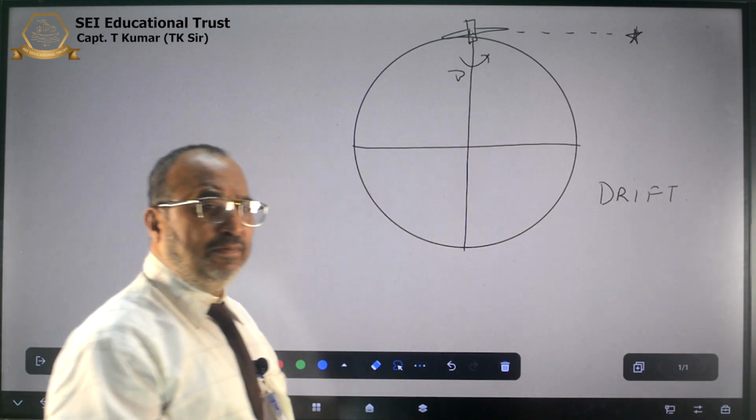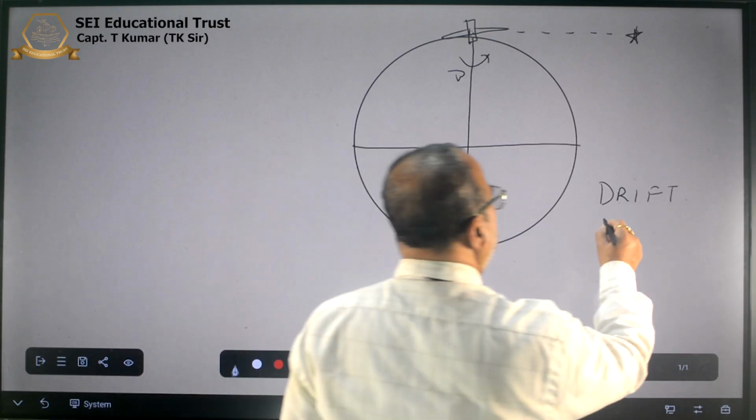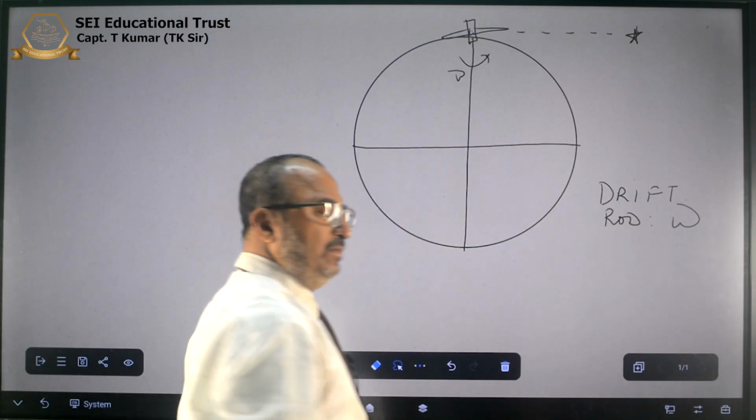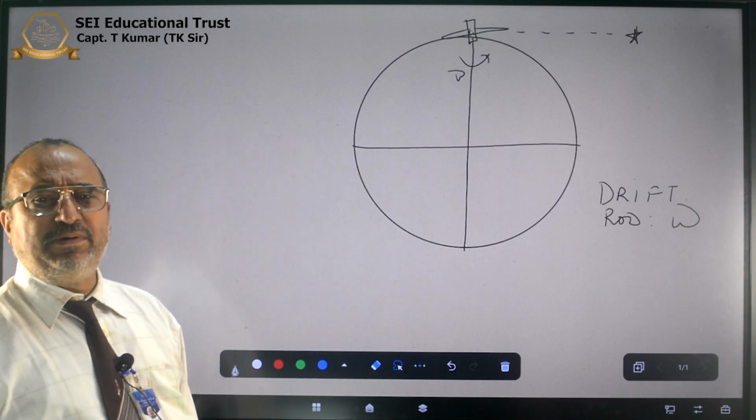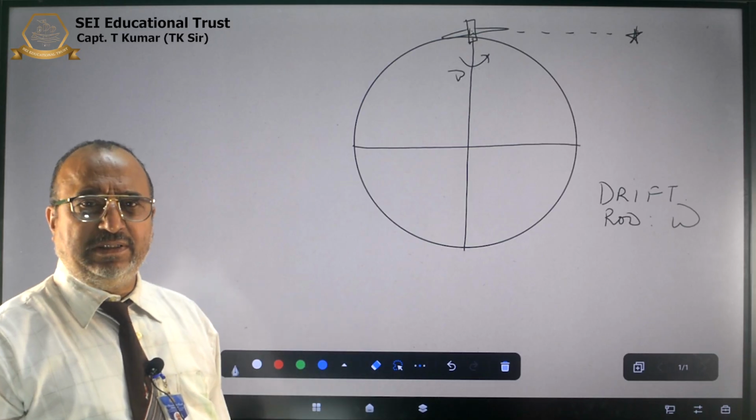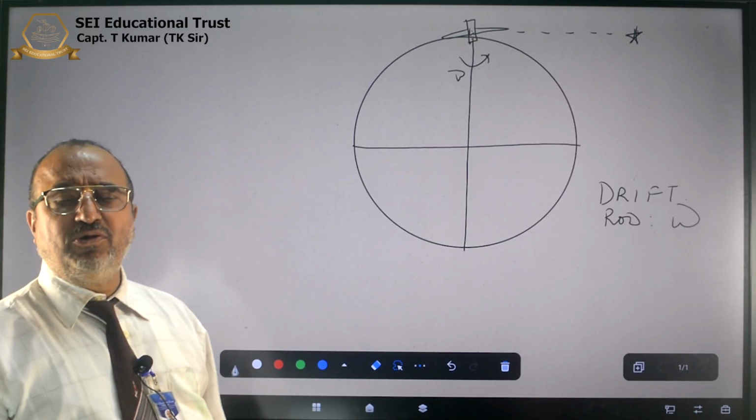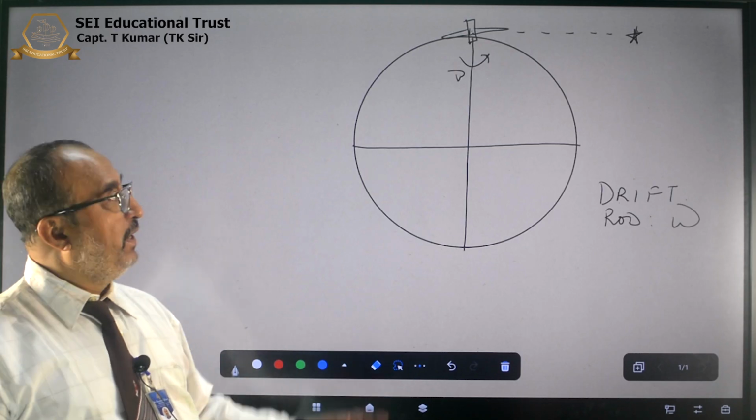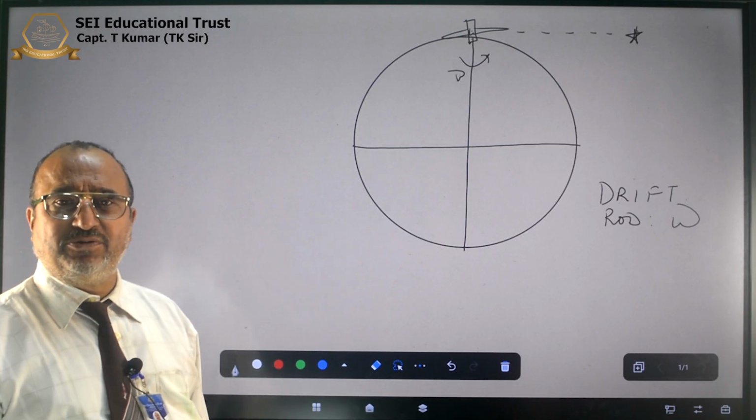And what will be the rate of drift? The rate of drift will be omega. So, it is a turntable motion, an opposite motion, isn't it? What is motion? Motion is nothing but an illusion. So here also, in the same way, it is an apparent motion.